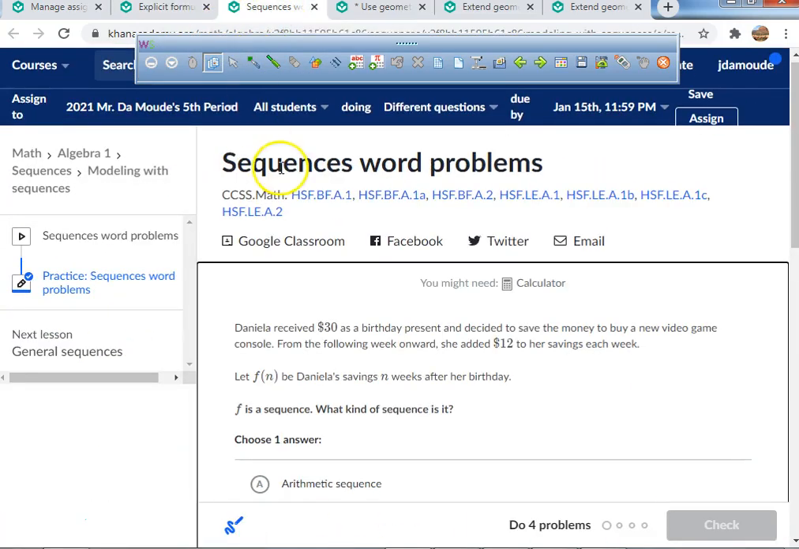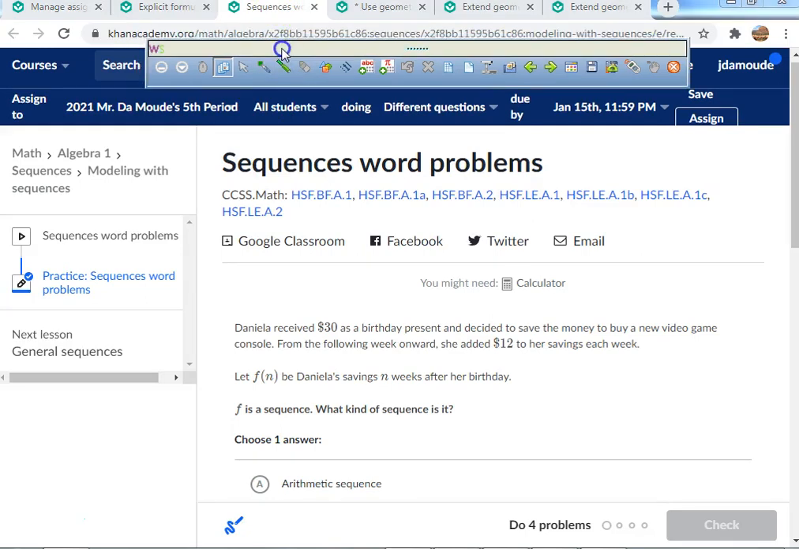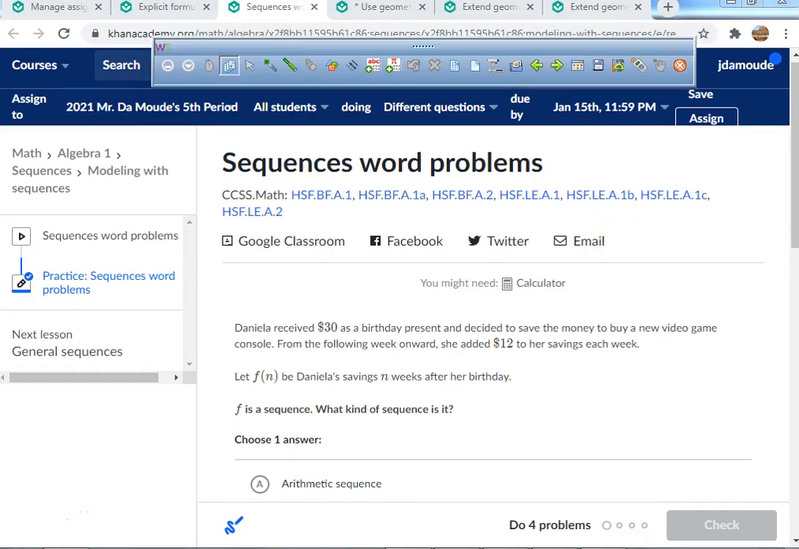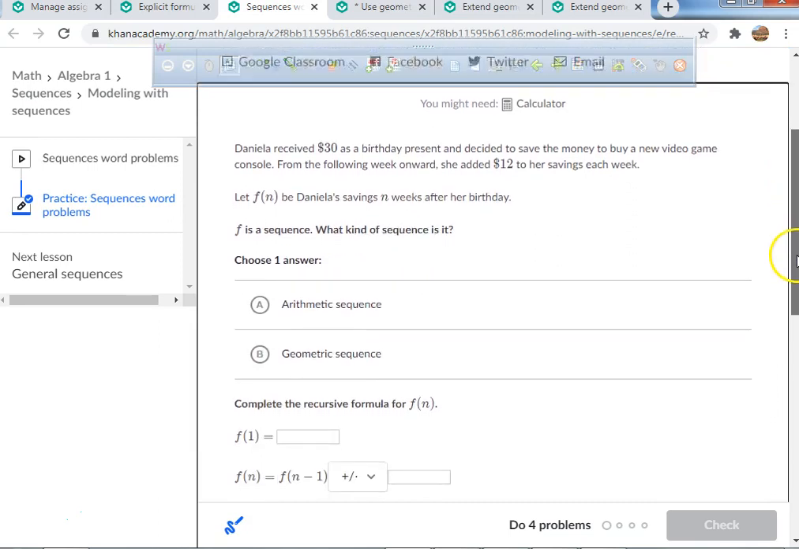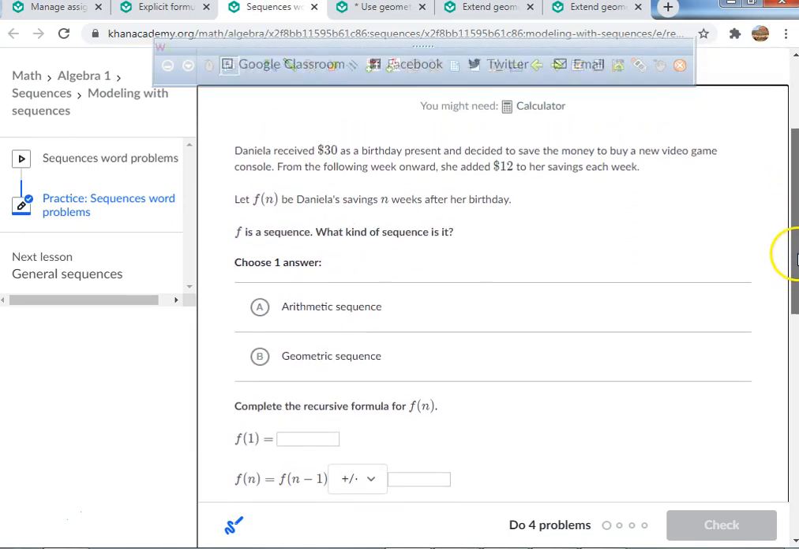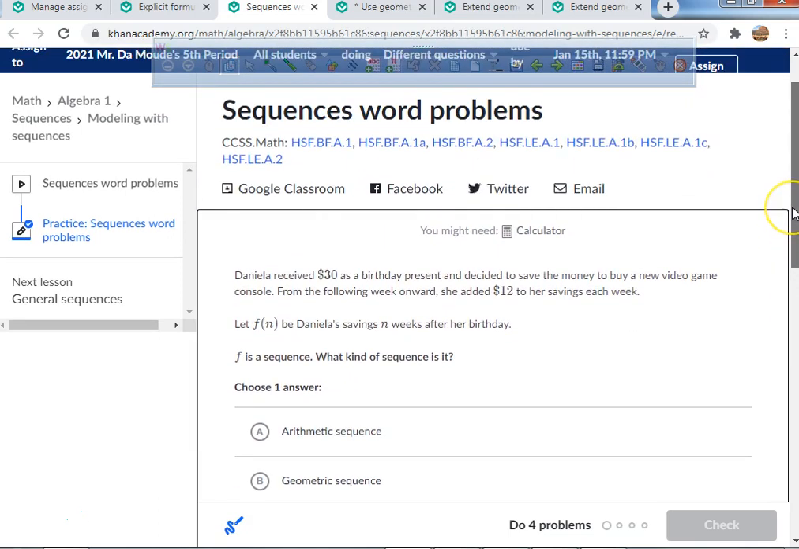Now let's go over here to sequence word problems. This will be the last thing I talk about today, sequence word problems. All right, so what we have to do is figure out whether it's arithmetic or geometric. Is it something being added to something over and over and over again, or is it being multiplied over and over again?